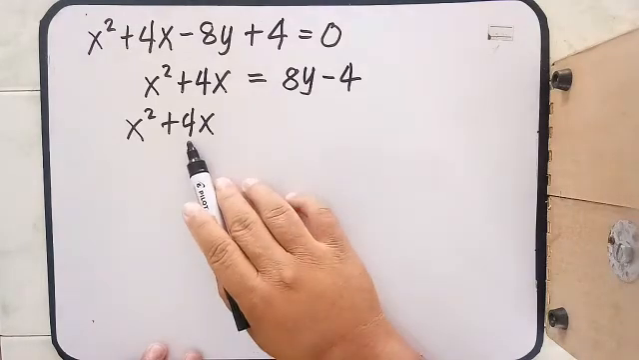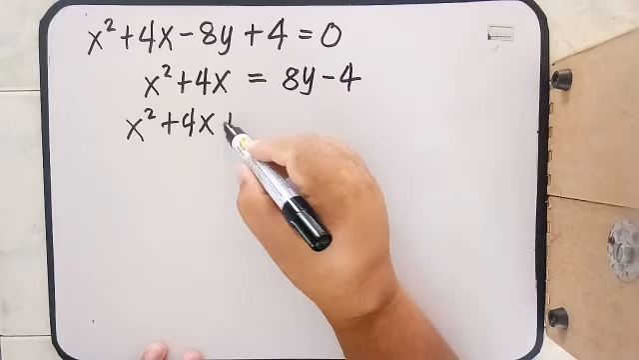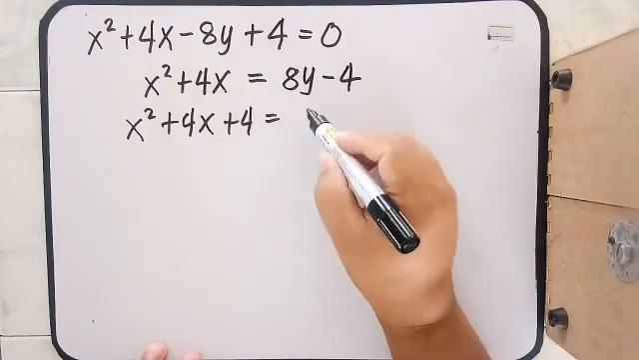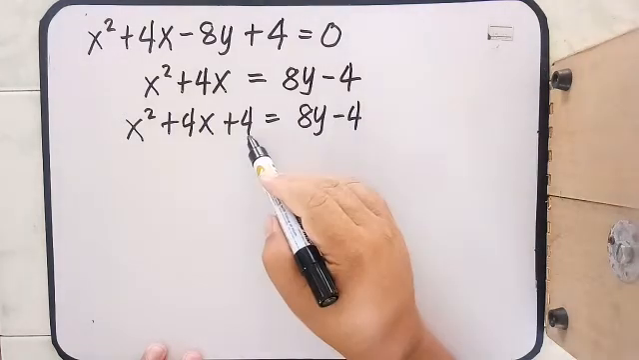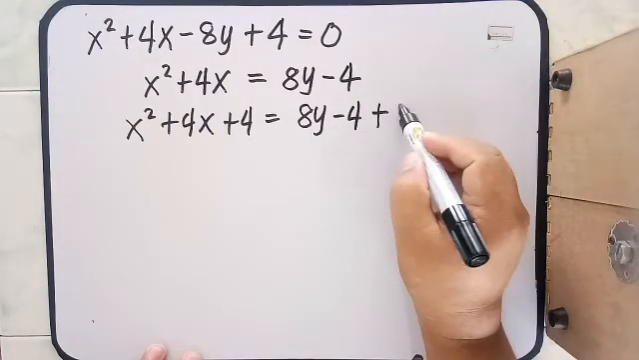So, divide the 4 by 2. It will give you 2. And you're going to square it. It will become 4, is equal to 8y. Now, whatever you added here, the same amount is added to the other side as well.